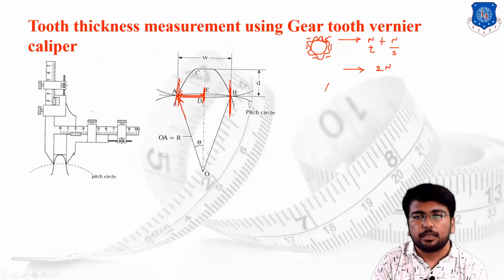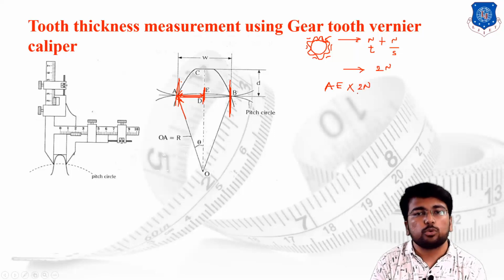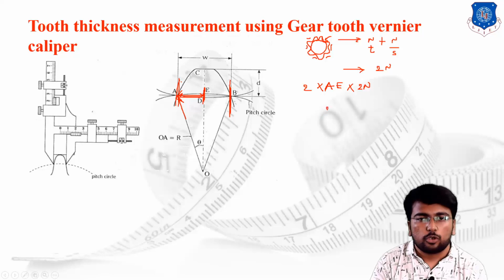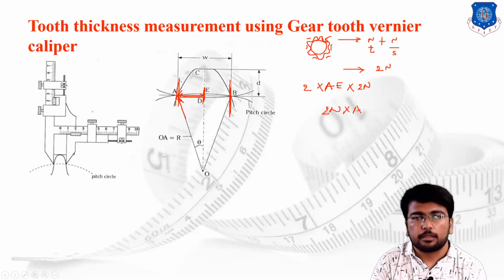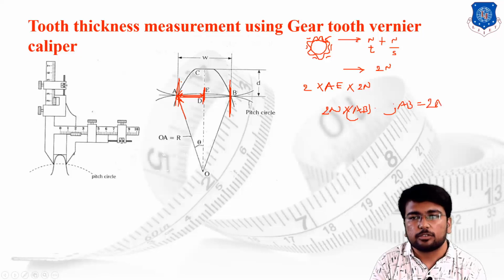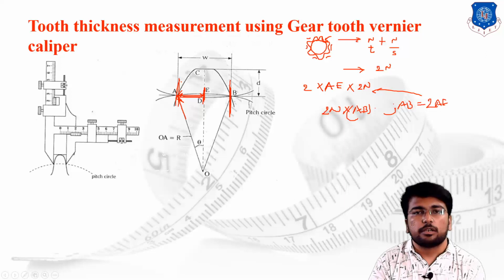How many AE do we have in the whole gear? I have 2n times AE into 2. I have a total of 2n times AB, but particularly AB is equal to twice of AE. So I can replace this particular term over here. I can say that this is the total radial periphery covered by the gear.